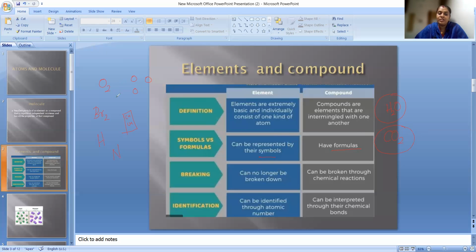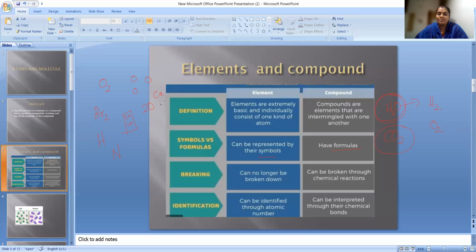You cannot convert oxygen into nitrogen, or cut an element into different elements. So we cannot break down an element, but we can break down a compound. If you chemically break down a water molecule, you get hydrogen, one element, and oxygen, another element. So we can break down a compound, but we cannot break down an element. Next, we can easily identify an element from its atomic number. If I say an element with atomic number 20, you will see in the periodic table that it is calcium.